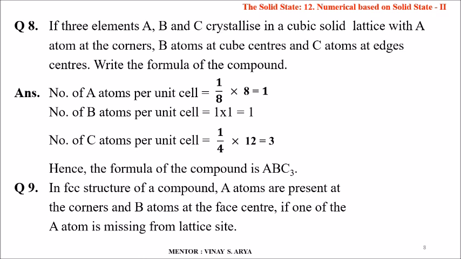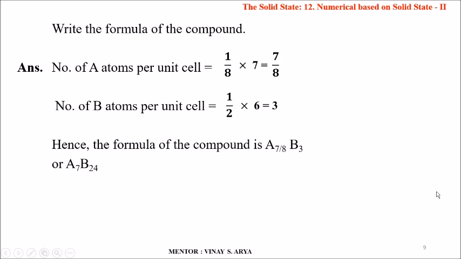Coming to the ninth numerical: in a face-centered cubic structure of the compound, A atoms are present at the corner and B atoms at the face center. If one of the A atoms is missing from a lattice site, we have to give the formula of it. So for the solution, the number of A atoms per unit cell will be 1/8 into 7, because 1 is missing. So that is 7/8. And the number of B atoms per unit cell will be half into 6, that is 3. Hence the formula of the compound will be A7/8 B3. So when we simplify it, it becomes A7 B24, which is the desired answer.